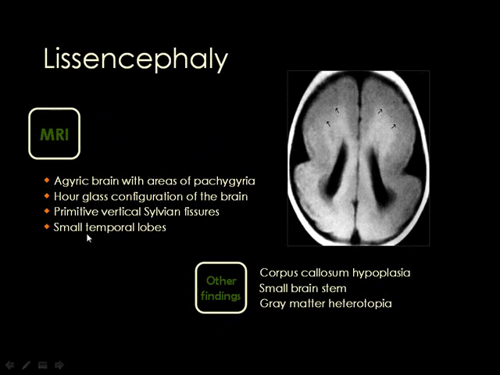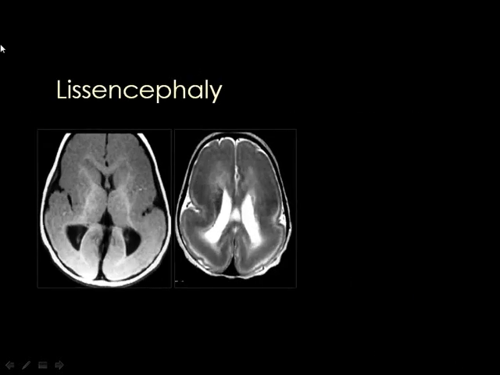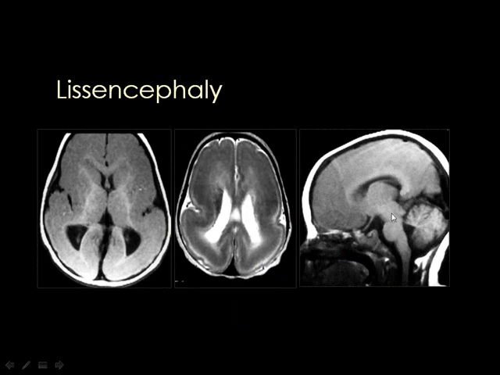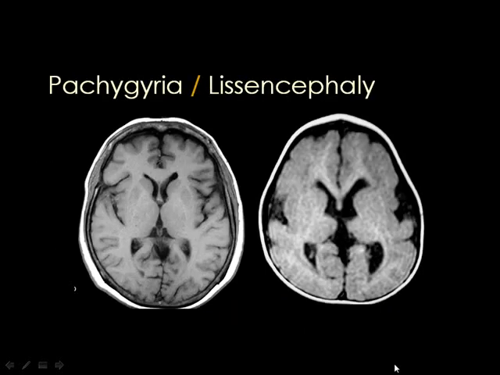Then these are the MRI findings: agyric brain with areas of pachygyria. Sometimes you can see a sulcus or two. Hourglass configuration of the brain due to shortening and the vertical orientation of the sylvian fissures. Primitive vertical sylvian fissures and small temporal lobes. Also, you may have corpus callosum agenesis, a small brain stem, and gray matter heterotopia. Here is the lissencephalic brain, and in the sagittal image you can see that the brain stem is slightly hypoplastic.